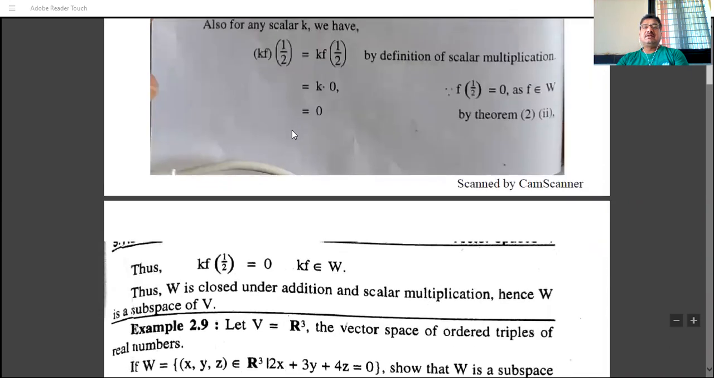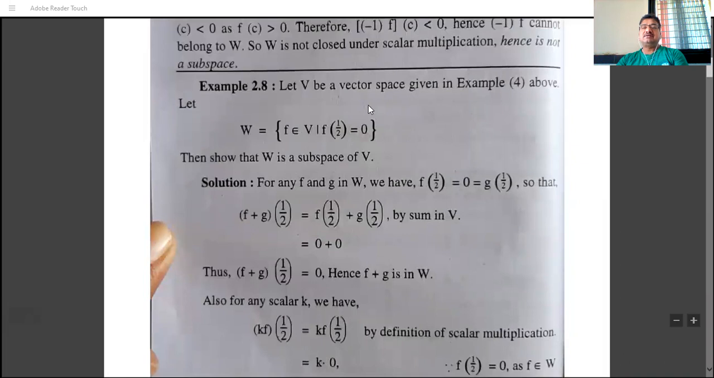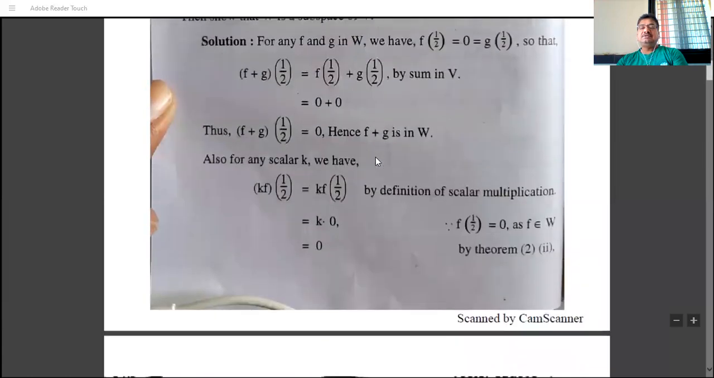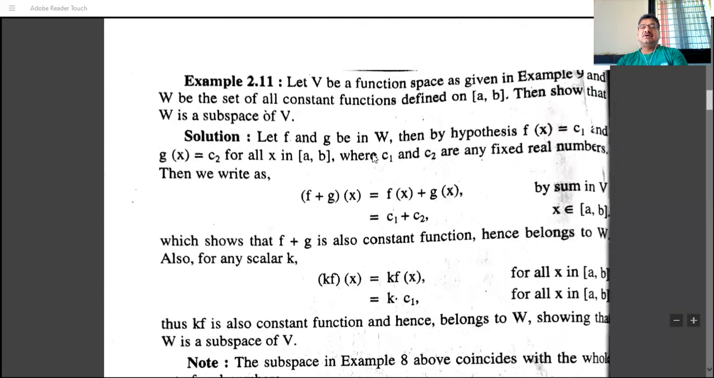Like this. V is a vector space of all real valued functions defined on the closed interval [a, b], and W is the set of all constant functions. What is the set W? W is the set of all functions from the set V such that f(x) = C for all x belongs to the closed interval [a, b]. For example, this W is the set of all constant functions. Then we have to show W is a subspace of V.